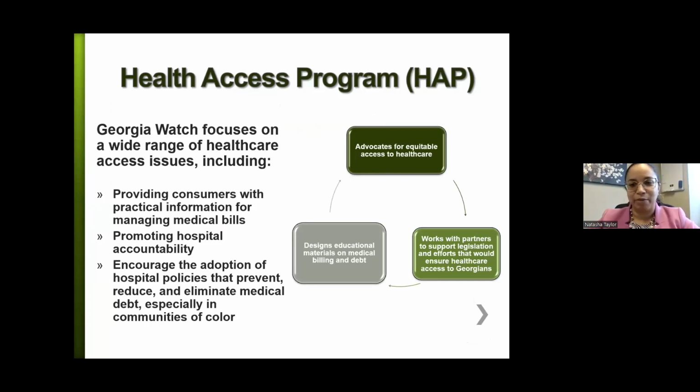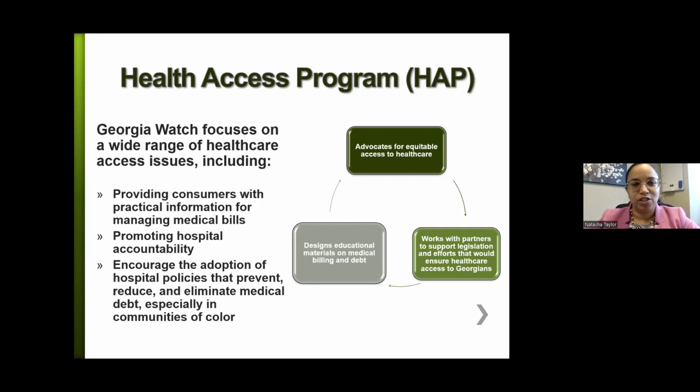We encourage the adoption of hospital policies that prevent, reduce, and eliminate medical debt, especially in communities of color, with an aim to promote economic security and increase access to care for all Georgians. We seek to build community capacity to engage in civic advocacy to ensure that community health needs are adequately assessed and addressed, and to eliminate racial disparities in access to healthcare services at the local health system level.